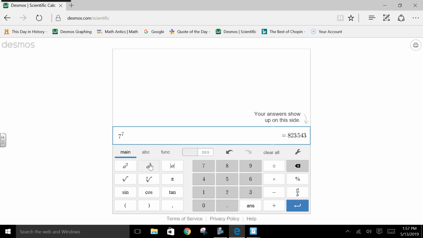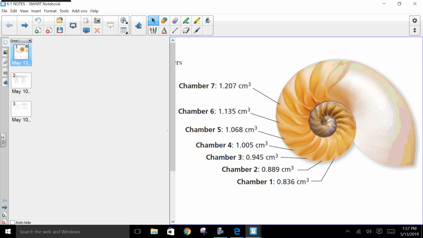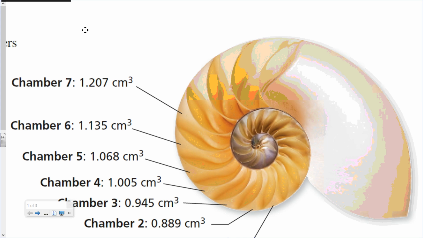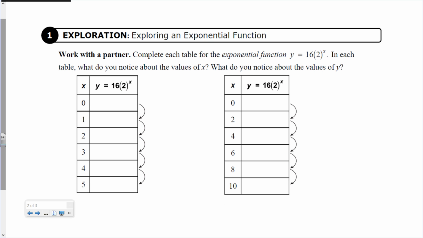Now, go ahead and get that note guide out in front of you. Just get your note guide out right now. So everyone get their note guide out. And right here on exploration 1. So look what we got here. Y equals 16 times 2 to the x power. Look at that. Instead of x being like a normal variable, the x is an exponent. And notice they gave us values of x that we're going to plug in here.